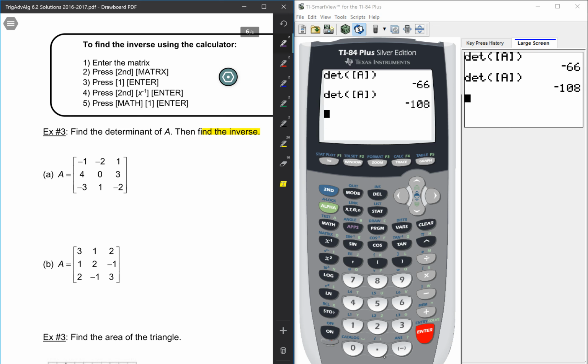So if anybody does not have a graphing calculator, you do need one. Seniors, you need one for the final.